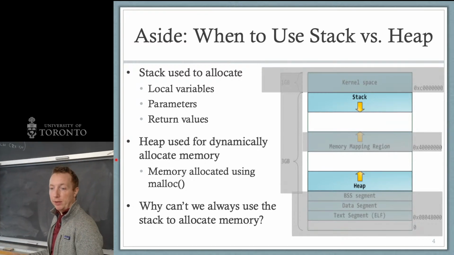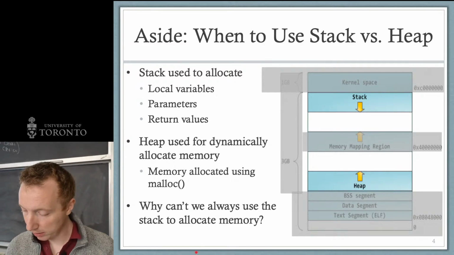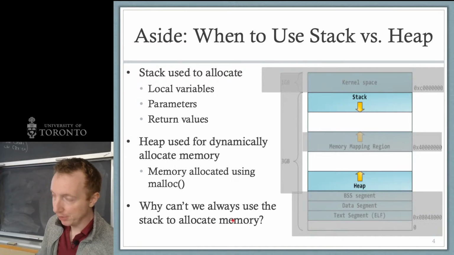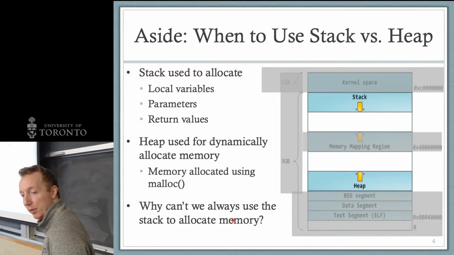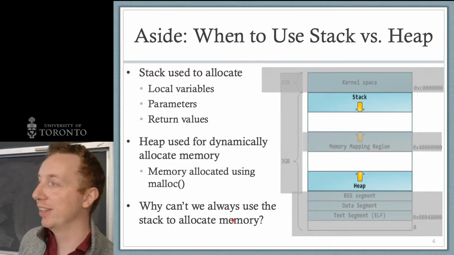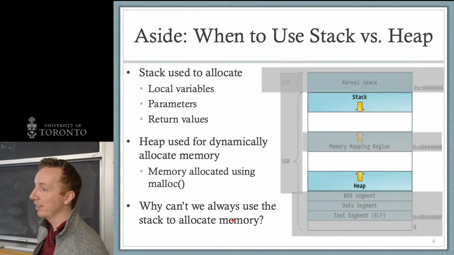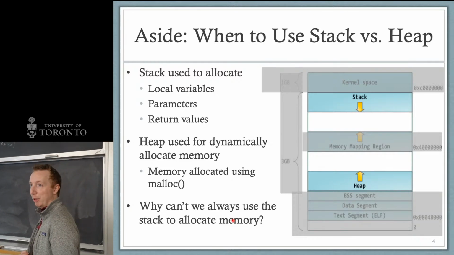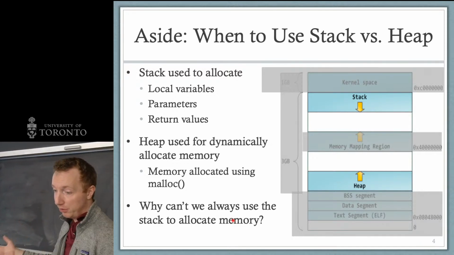Then the heap, that's used for dynamic memory allocations, used for malloc. First question we should answer: why can't we always use the stack to allocate memory? What would be bad with that? Yeah. When you go out of scope, there's no way to recover it. Yeah, when you go out of scope, all of it's gone, right? Nothing's going to live longer than a function.